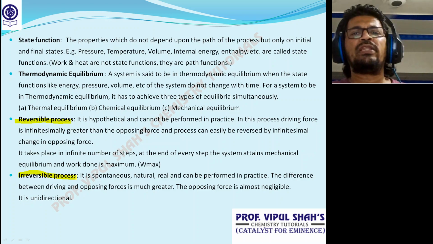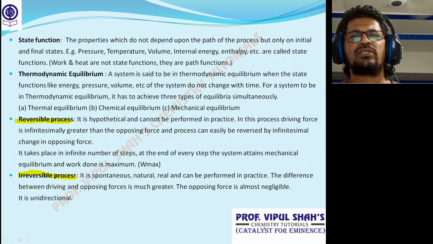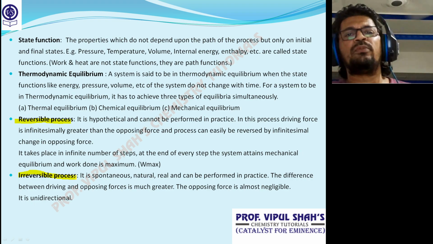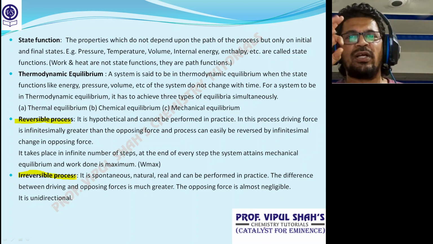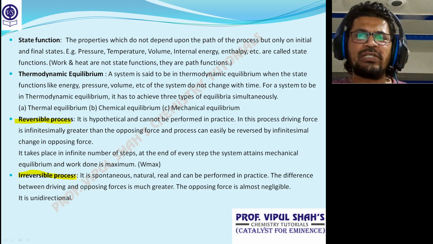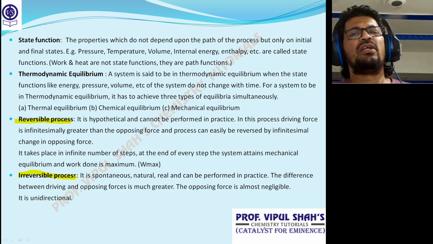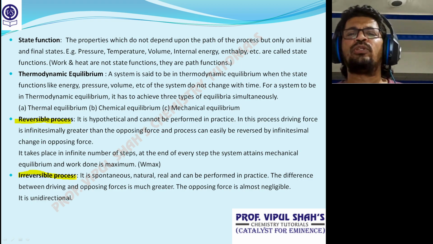If the difference between the driving force and the opposing force differs by a very, very large magnitude, so large that the process cannot be reversed, such a process is called an irreversible process. For example, water flowing down the hill. Water always flows down the hill only. Water can't flow up the hill. That is basically an external work which we have to do if we want to do that. So irreversible processes are all natural processes in which the difference between the driving force and the opposing force differs by a very large magnitude, so much that the opposing force is almost negligible. All right. That's irreversible.